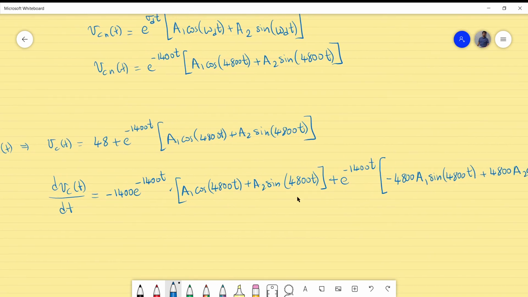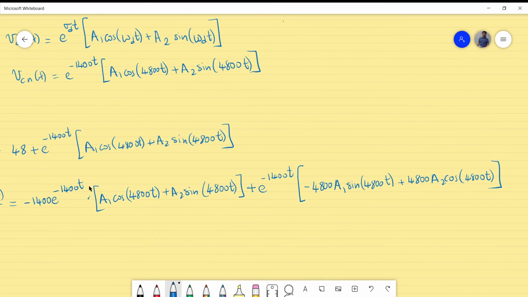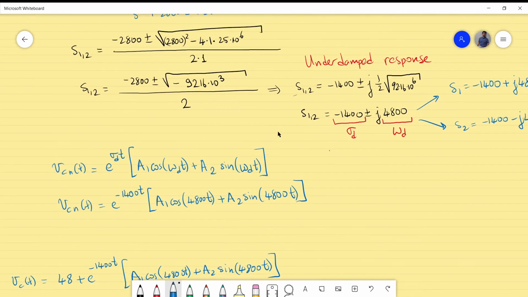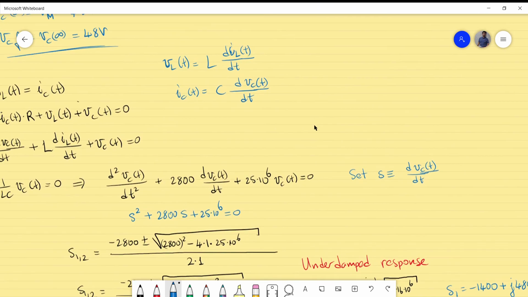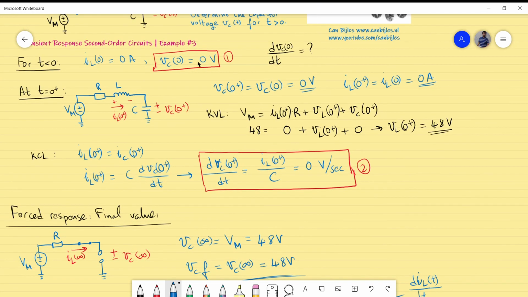This is a very long expression. I can simplify this, but I know when I fill in t equals 0, a lot of terms will disappear, so it is not necessary at the moment to simplify this. What I want to do is use these two conditions already mentioned here. This will be used in the first expression, and this will be used in the second expression. What you see is, this is 0, and this is also 0. That's the situation we have now.